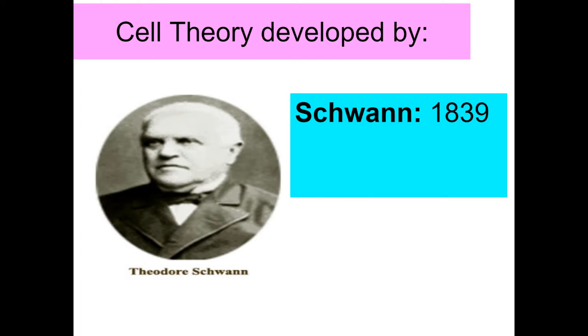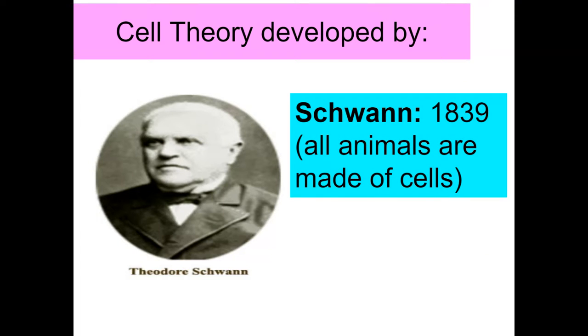And then we had Theodor Schwann, and Schwann was actually a mortician. And he also said that living things are made of cells, but this time he said animals are made of cells. And I kind of differentiate the two because Schwann sounds like swan, and a swan is an animal. And so he said animals are made of cells. I kind of remember Schleiden because of slimy spinach. And spinach is a plant.